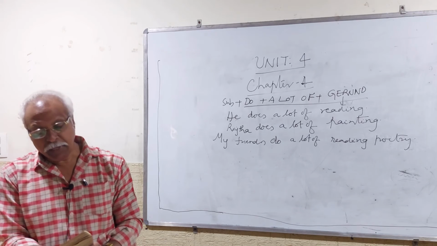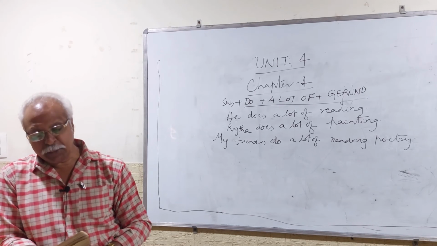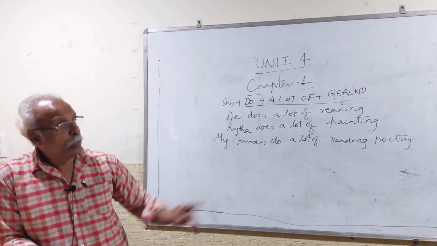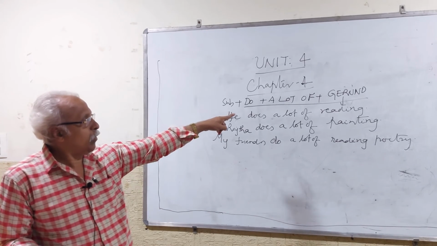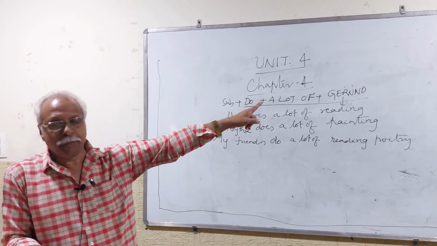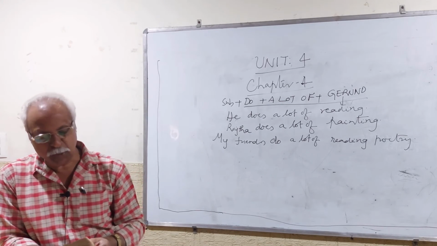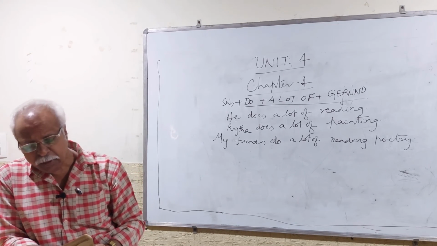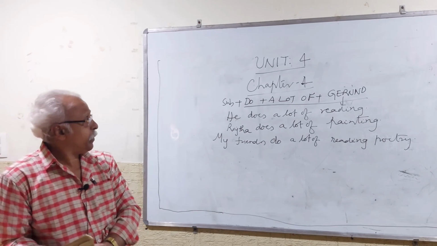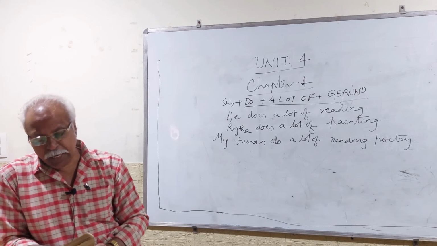And you have to write down, rewrite the following sentences using do plus a lot of plus gerund. If the verb contains past tense, you have to use did. Remember, first, for example, I rode a lot in my youth.